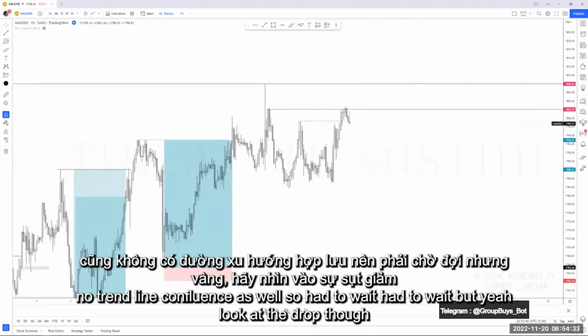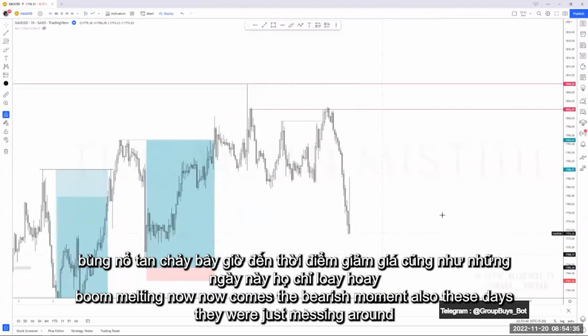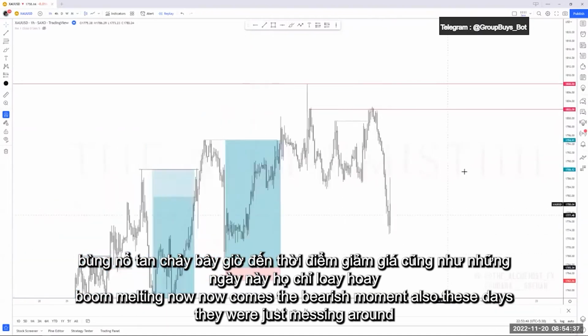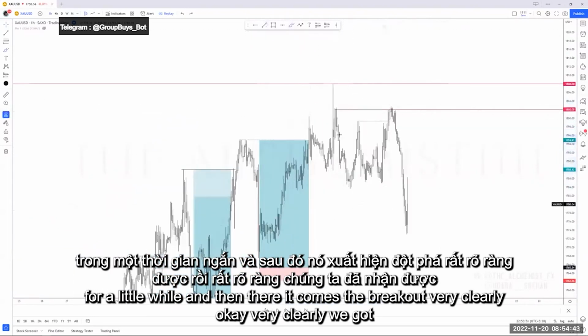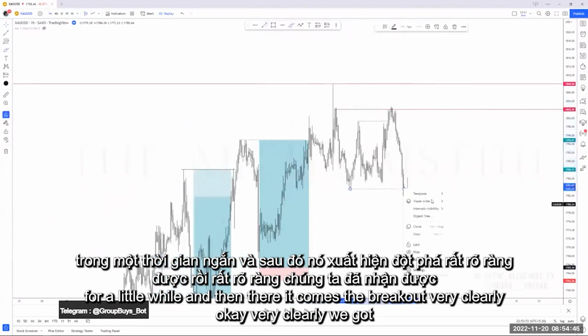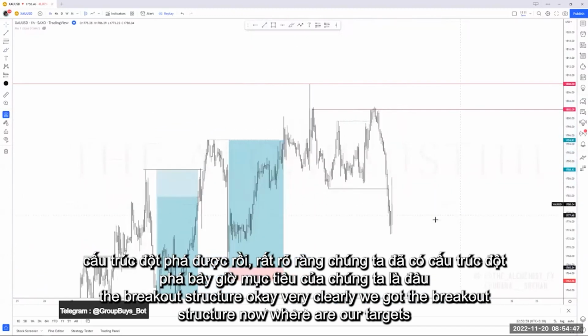But yeah, look at the drop though. Boom, melting. Now comes the bearish momentum. So these days they were just messing around for a little while, and then there it comes, the breakout. Very clearly we got the breakout structure.